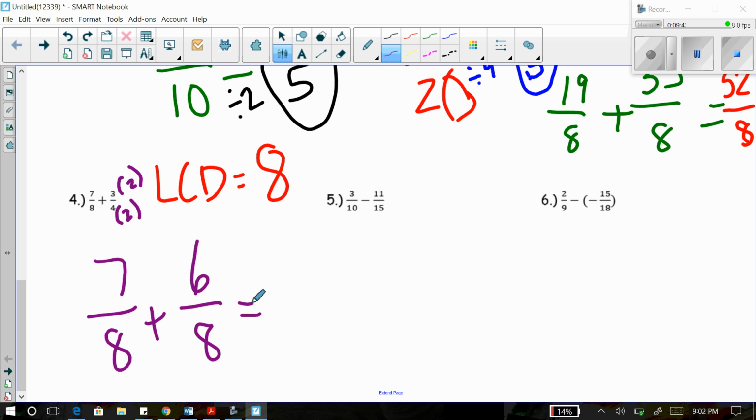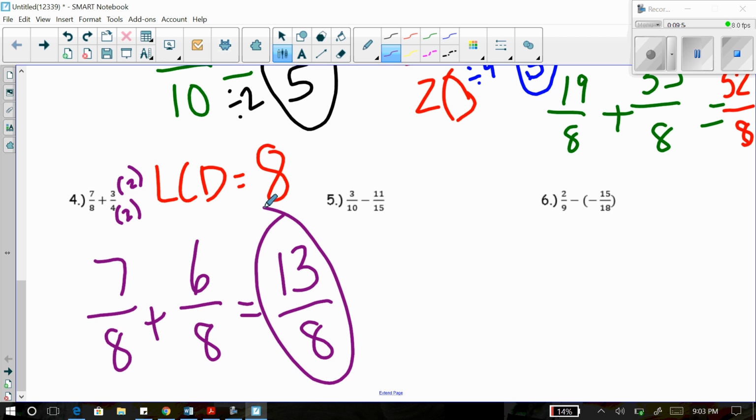Now we can just add numerators. 7 plus 6 is 13 over 8. Let's leave it as an improper fraction for now, right? That way we can just kind of move through these problems.